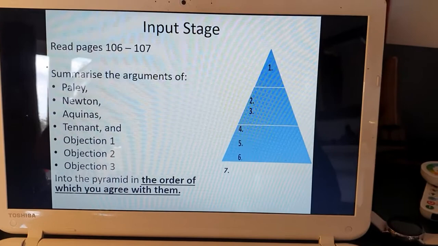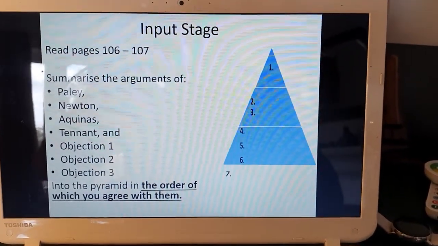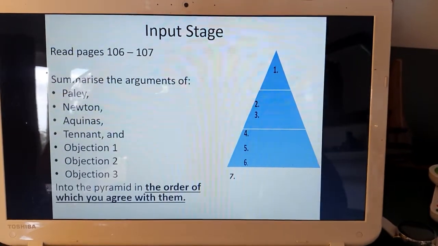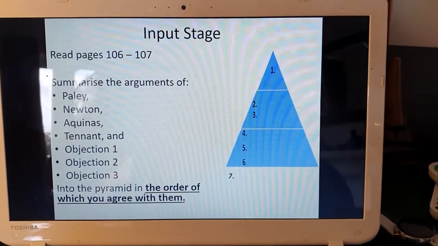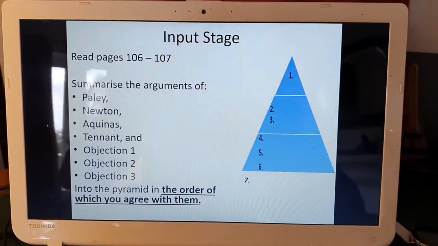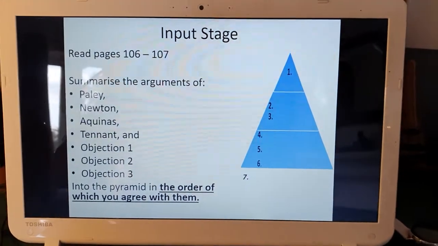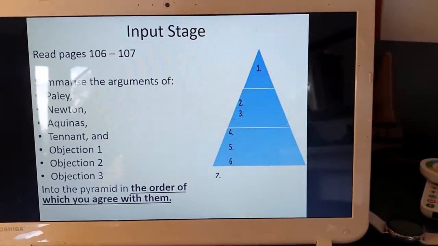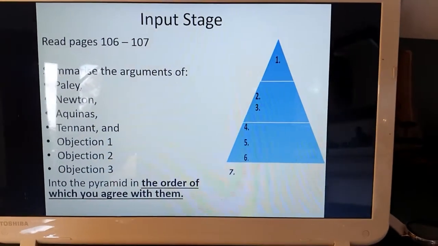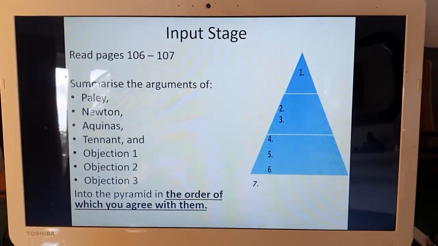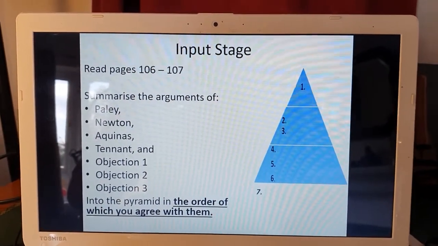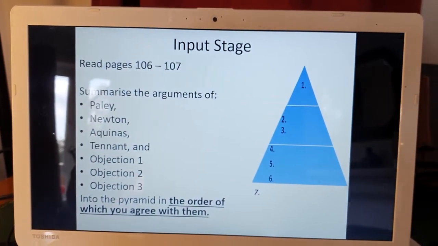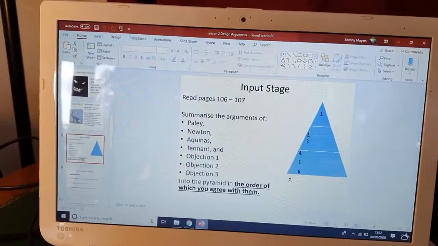Anyway, it's time for your input stage now. So now that you've heard some arguments for the design argument, William Paley and Isaac Newton are the main ones, and then some objections, it's time to do some work of your own. So get a random bit of paper, or preferably A3 if you've got it, or the inside of a cereal box would be good, as big as you can really, and try and open up your Caboodle textbook. If you don't know how to get into Caboodle, I'll show you while I'm at the computer. Hang on.